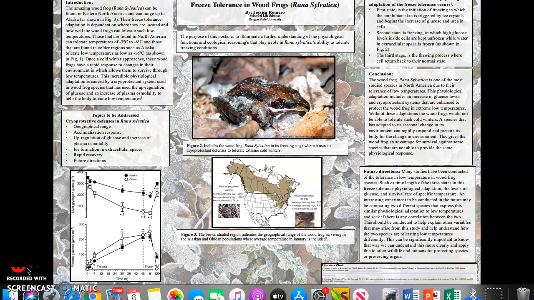An interesting experiment to be conducted is the freeze tolerance in 2 different species, in hopes of finding any correlation between the 2 that can be useful for future experiments, and maybe useful to consider freeze tolerance in other wildlife and maybe humans as well.